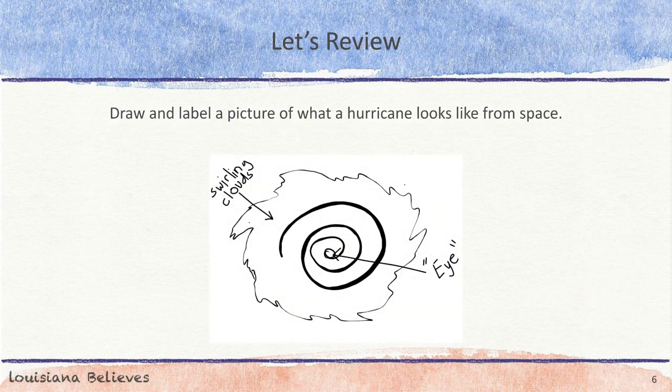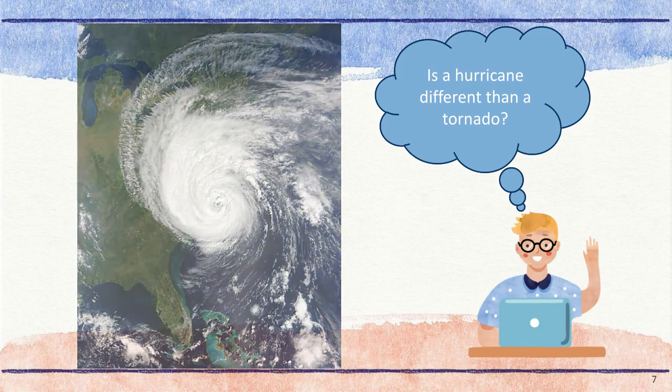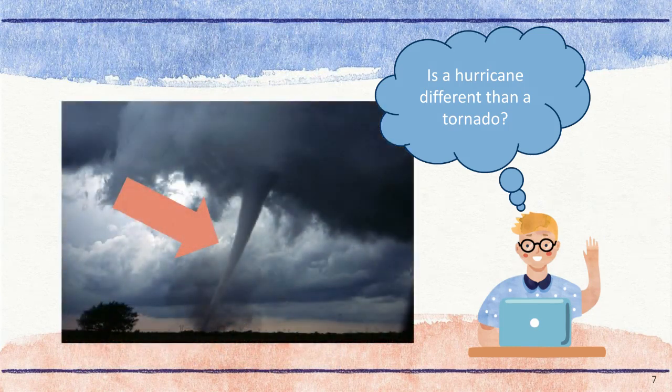Let's review. Here's my sketch of a hurricane. Can you see where I labeled the eye of the storm and the swirling clouds? Also, notice I've drawn lines to show how the clouds are swirling around. We learned that a hurricane is a storm that has an eye in the middle surrounded by swirling clouds. This sounds a lot like a tornado with swirling winds, but hurricanes are a system of storms that can produce tornadoes.